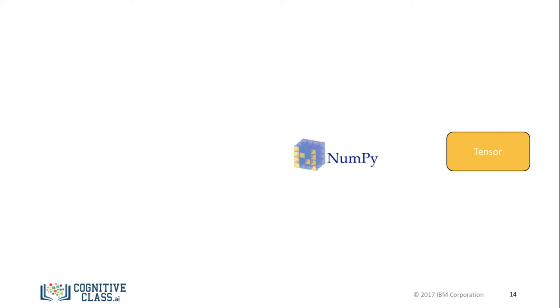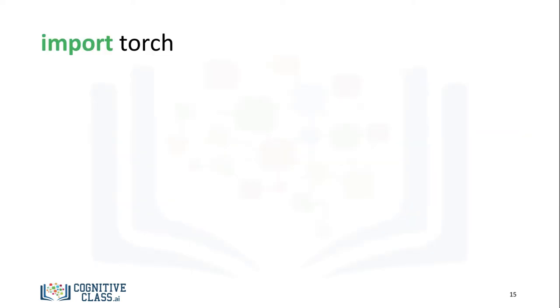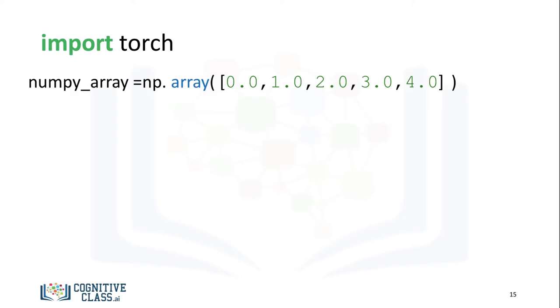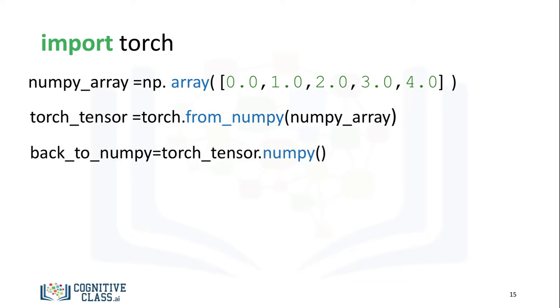It's not difficult to convert a PyTorch tensor to a NumPy array and convert it back. This gives PyTorch the ability to work within the Python ecosystem. Many Python libraries return or require NumPy arrays. Consider the following NumPy array. We can convert the NumPy array to a torch tensor using the function from_numpy. We can convert the torch tensor back to a NumPy array using the method numpy.